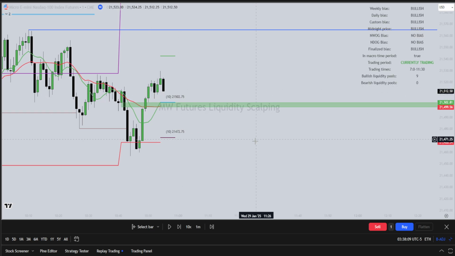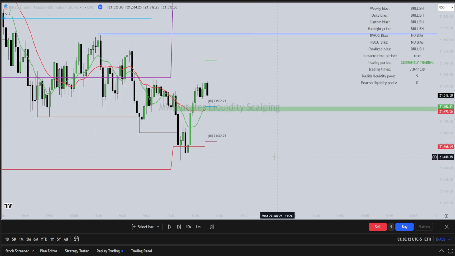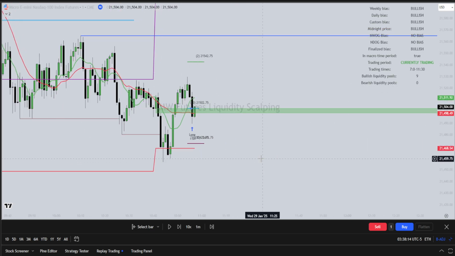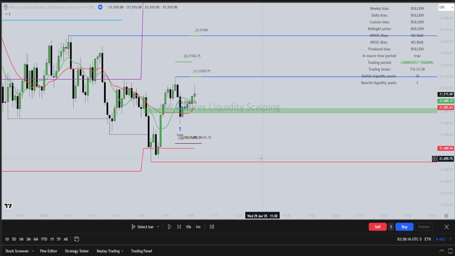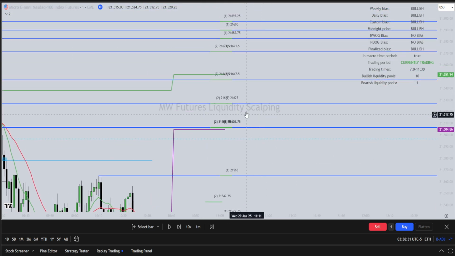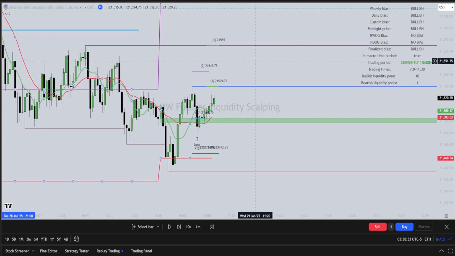As you can see, we place a limit order of 10 contracts and we get tagged in. New liquidity pools have been generated. So instead of taking profit here, we place one TP here and there. As you can see also is that instead of 2 contracts here, it is split up into 1 and 1. And of course we have a lot of take profits over here as well.